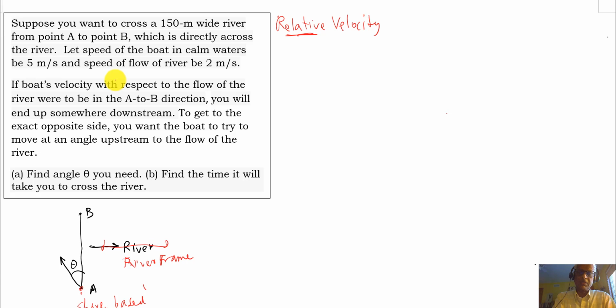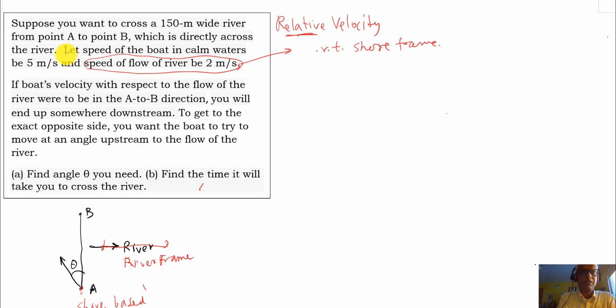Let's think of these numbers given here, and in which frame each is. It says the speed of the river is 2 meters per second. Well, in the river frame, the river is not going anywhere. So this information is actually with respect to the shore frame. You can write this as the velocity of the river with respect to the shore frame. It's not given here in the problem, but you have to interpret it properly.